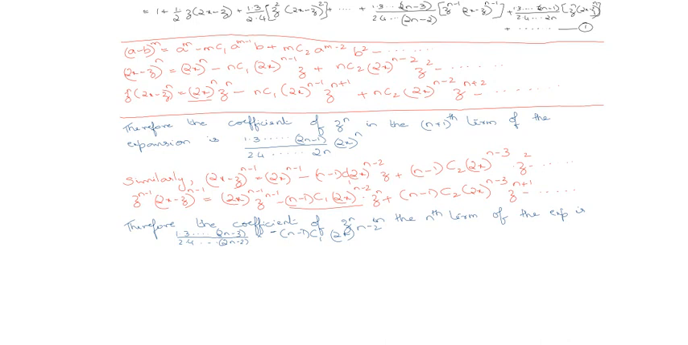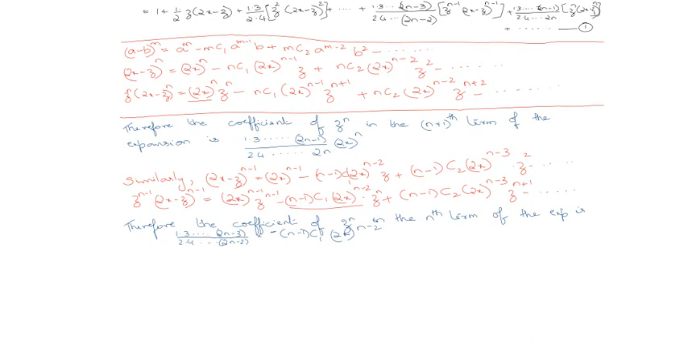Now here the term containing z raised to n is this term. All other terms will have powers higher than z raised to n. So we need to consider only this term. So the coefficient of z raised to n in the expansion of z raised to n into (2x minus z) the whole raised to n is (2x) the whole raised to n.